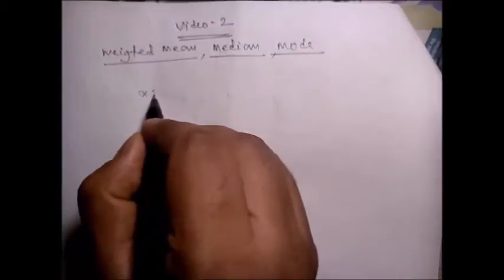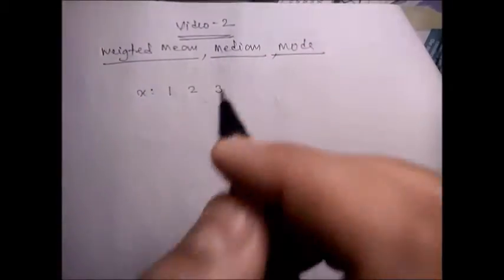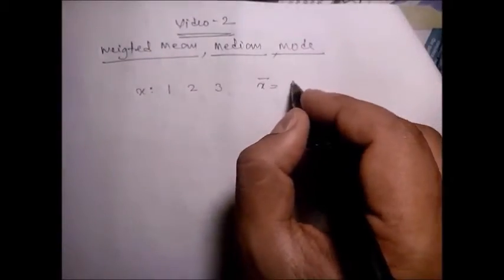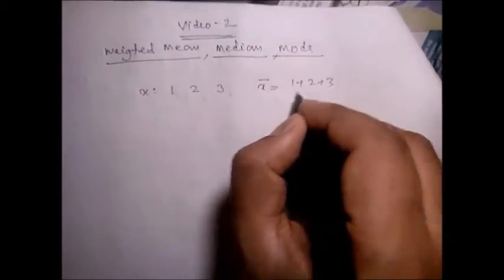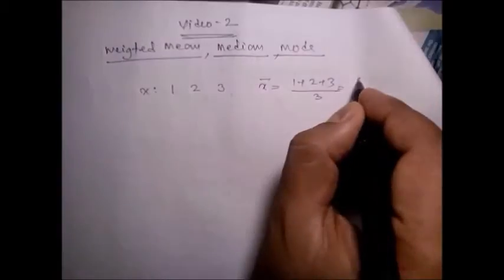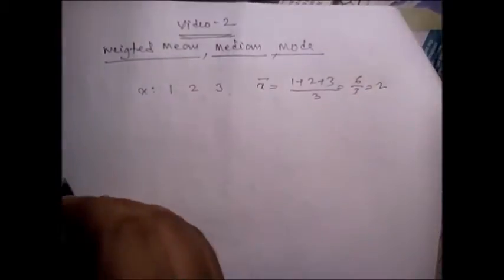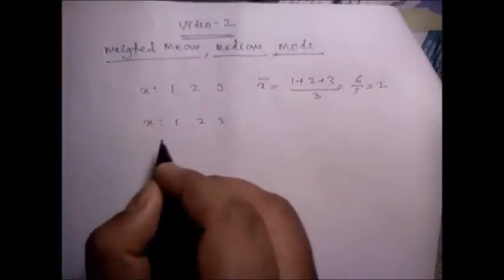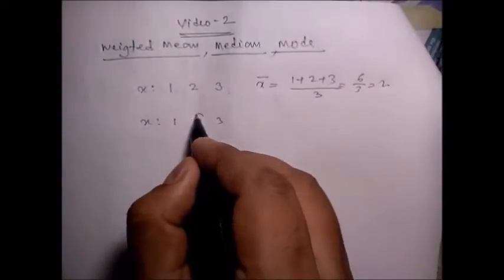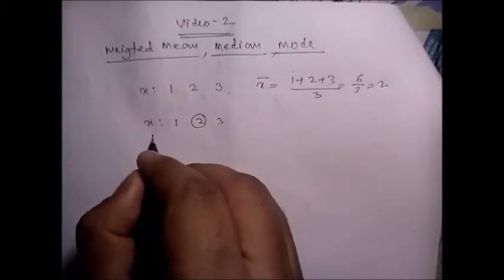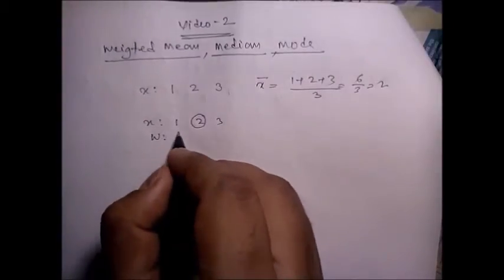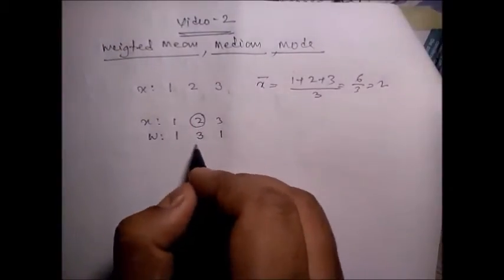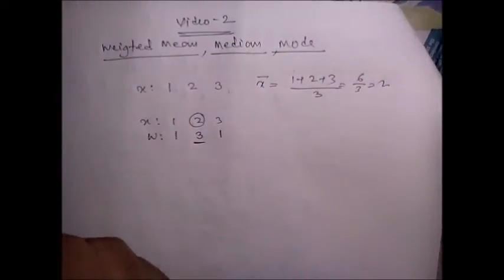Suppose x is equal to 1, 2, 3. If you apply the simple mean, the answer is 1 plus 2 plus 3 divided by 3, that is 6 by 3, which is 2. 2 is the arithmetic mean. Now if weights are there, suppose the second value is much more important, so we can assign weights 1, 3, 1.